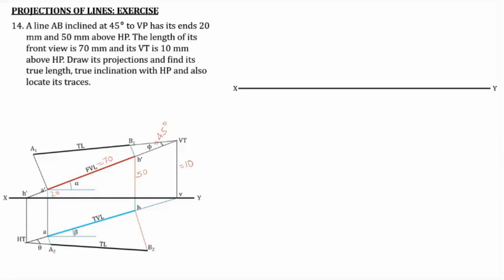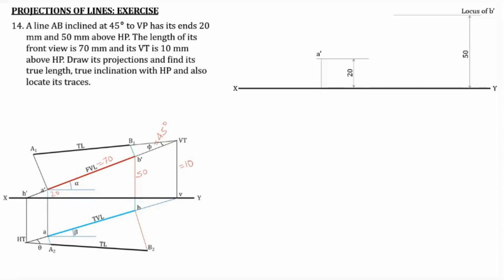First you draw the XY line, then 20 millimeter above this XY line, you mark the point A dash. And then 50 millimeter above the XY line, you mark the locus of B dash. The point A dash can be fixed initially, then the locus of B dash can be drawn.